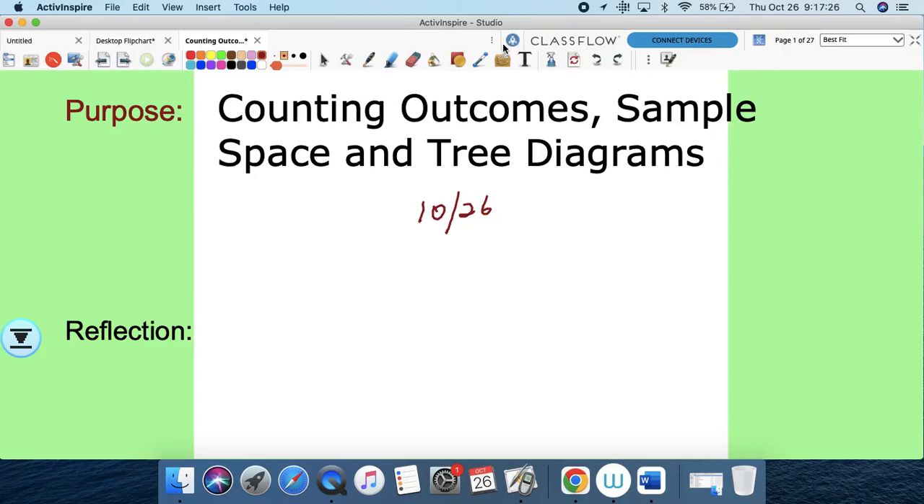Purpose. We did this yesterday a little bit, but I'm going to go into a little bit more detail, and I need you to write some examples down. So, purpose: counting outcomes, sample space, and tree diagrams. Okay, the date is October 26th.